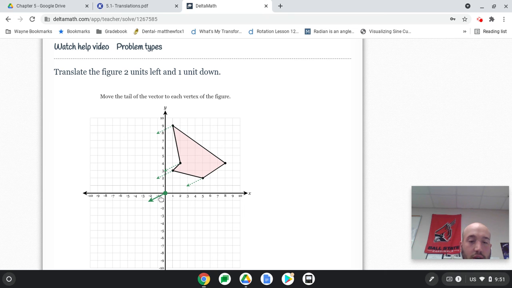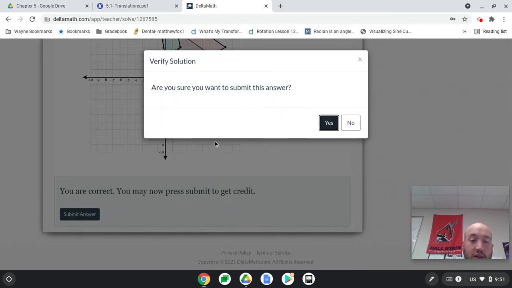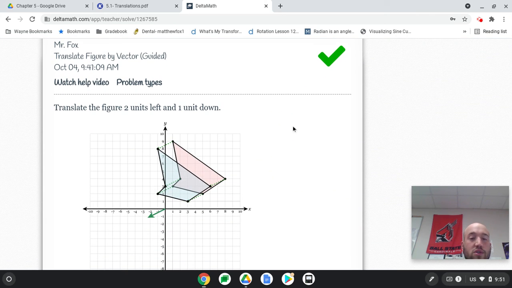So it's not hard. I just wanted to make sure you knew what it meant for you to do. And it shows where the figure will end up. It will move right there. And we submit it, and we're good. It'll show you an animation, which can be handy if you're having trouble visualizing this.